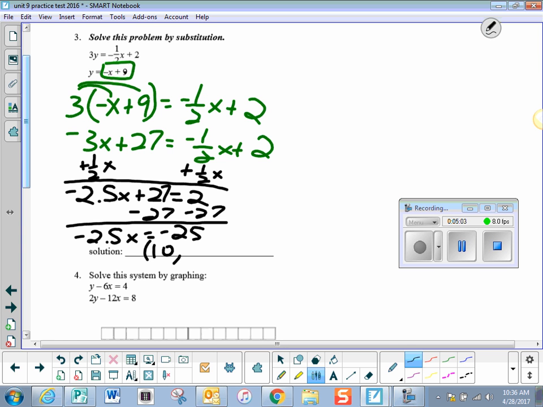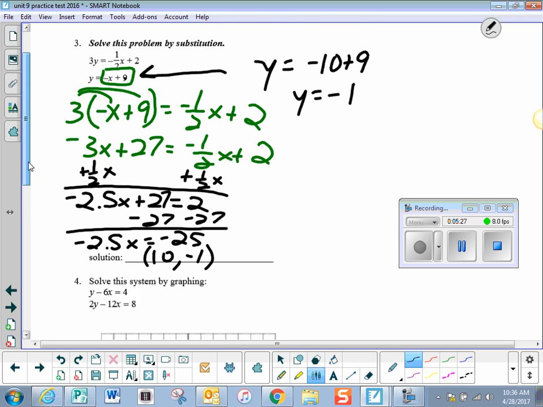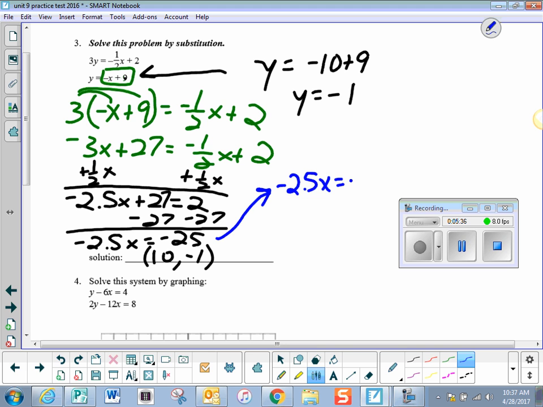When I plug in 10 for x into one of these equations, what do I get for y? y equals negative 10 plus 9, so y equals negative 1. 10, negative 1 is the answer. Everyone, the answer is the ordered pair. Someone wanted me to show the step of how I got 10 here. If I have negative 2.5x equals negative 25, I divide both sides by negative 2.5, and negative 25 divided by negative 2.5 is 10.